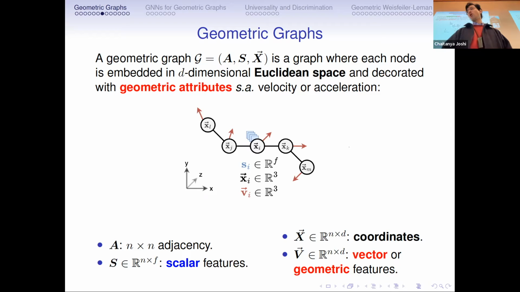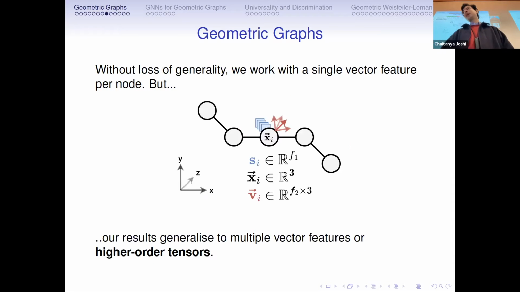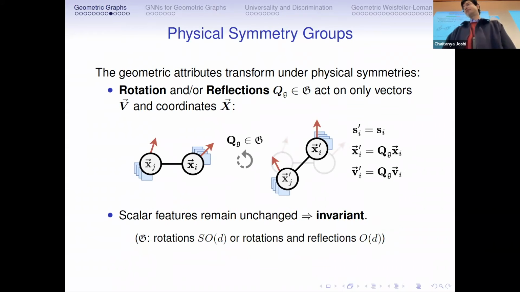And these would also be in the same, let's say, 3D space, for example, as your coordinates. And without loss of generality, we work with a single geometric vector, but we could work with tensors, or we could work with multiple vector features as well. The framework, or our work, is general, but for simplicity, we only consider a single vector feature.